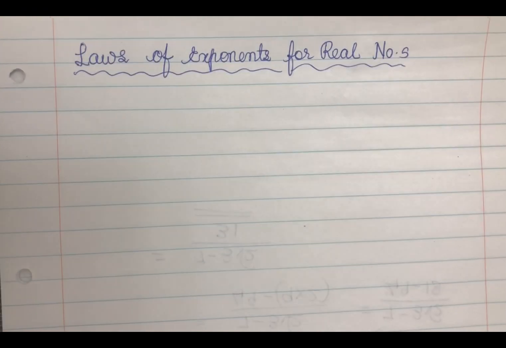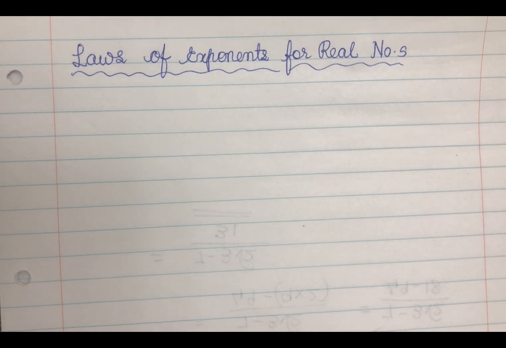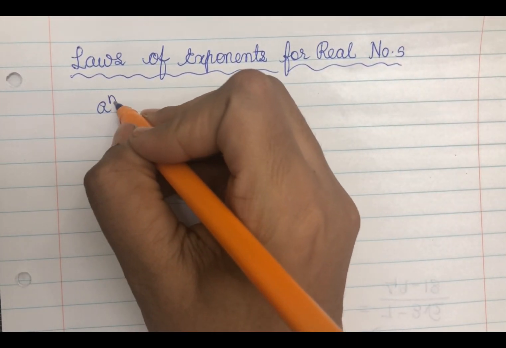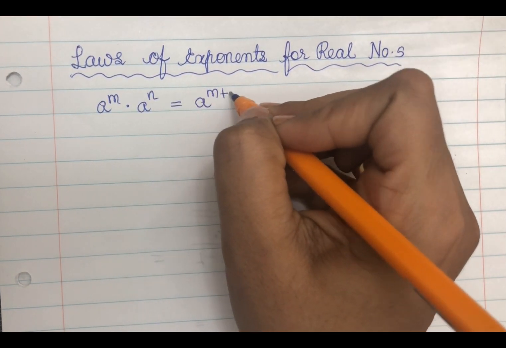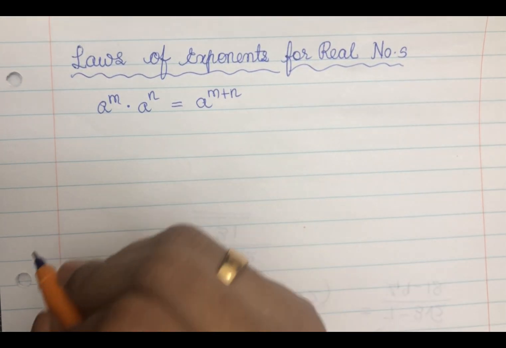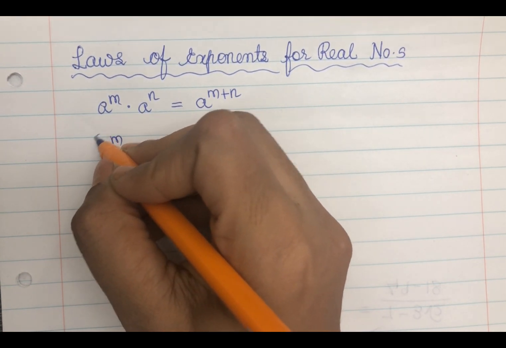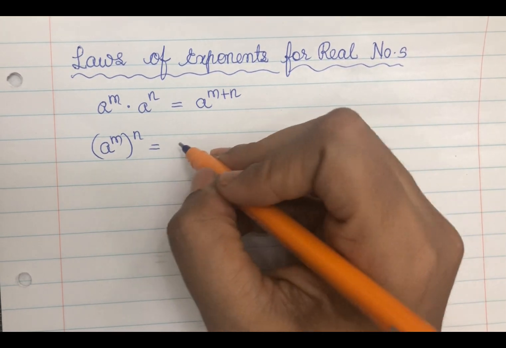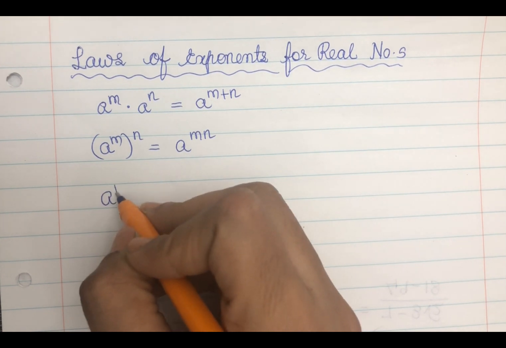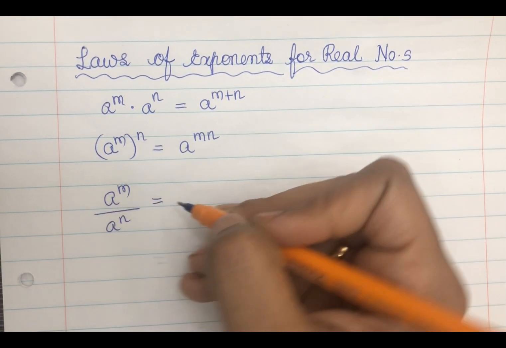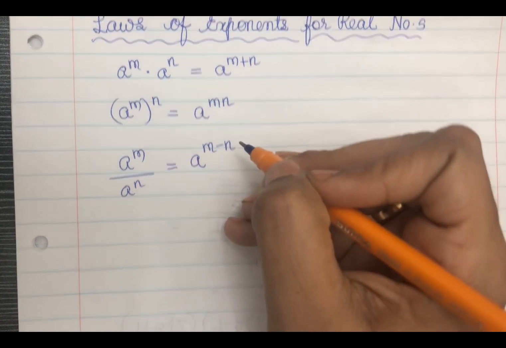Now we'll move on to the next topic, that is laws of exponents for real numbers. The first law is what? a raised to m into a raised to n is equal to a raised to m plus n. The second one is a raised to m, the whole raised to n, is equal to a raised to mn. And the third one is a raised to m divided by a raised to n, this all you have studied in the previous class, right? It is a raised to m minus n.